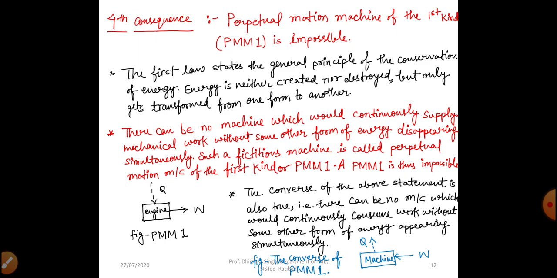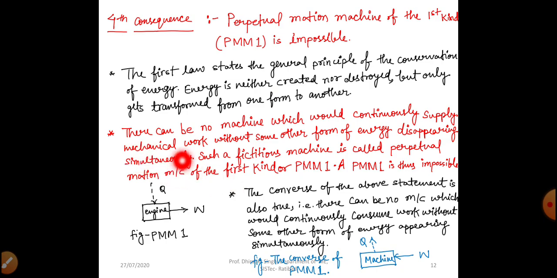Now the last and the fourth consequence, students, is that the perpetual motion machine of first kind, PMM1, is impossible. What is a perpetual motion machine? The meaning of perpetual is continuous, so a continuous motion machine of first kind is impossible. Let us understand. The first law states the general principle of conservation of energy: energy is neither created nor destroyed, but can be transformed from one form to another.